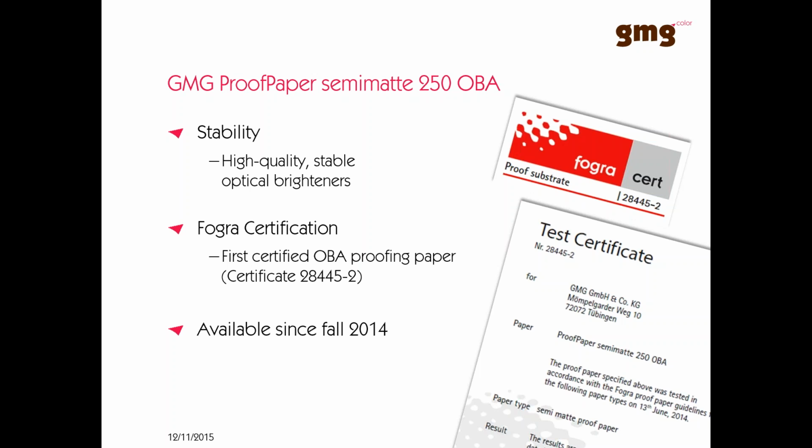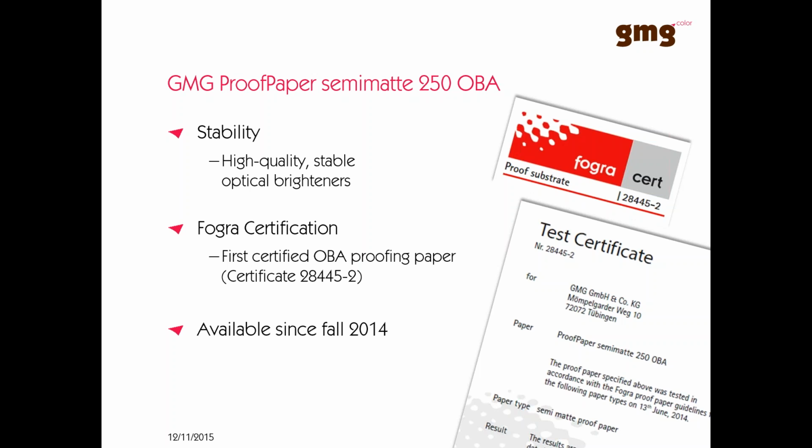So this OBA paper was the first certified OBA proofing paper, and we have had it for a year now, and it's really now having 51 and 52 on the ground. It already started successfully, but now it's really going on very quickly. I heavily recommend you test it. I heavily recommend you just use it.